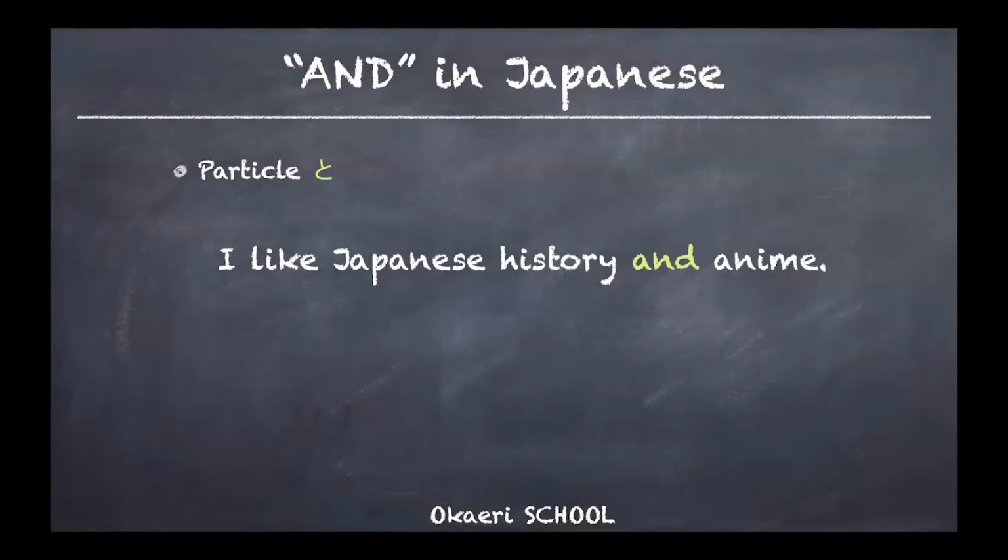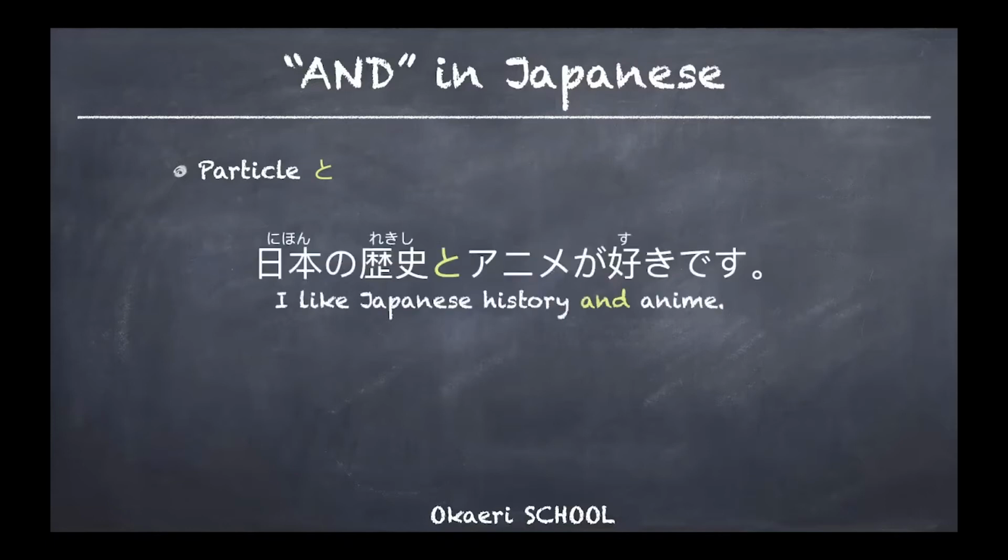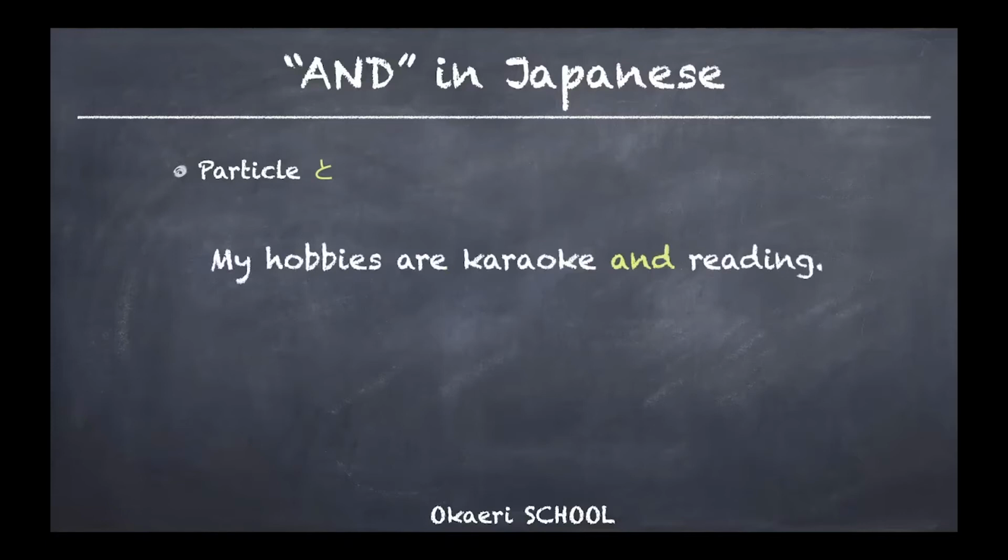How would you say this in Japanese? Well, Japanese history, 日本の歴史. Anime would be アニメ. I like something, 好きです, at the end of the sentence. So, 日本の歴史とアニメが好きです。So this "and" will be と.